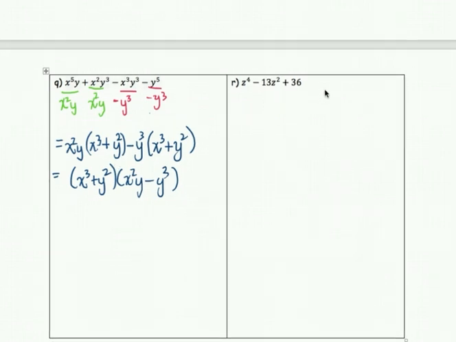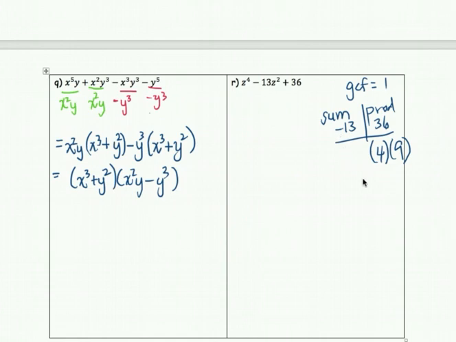All right. So last one here. So greatest common factor. Okay, so it looks like just 1. All right, so let's find the sum of negative 13 and the product of 36. Okay, so brainstorm. Hopefully you can think of the 2 numbers right away. These 2 would multiply nicely to make 36, but they will not add to make negative 13. So the other possibility, make both of them negative. That will work.